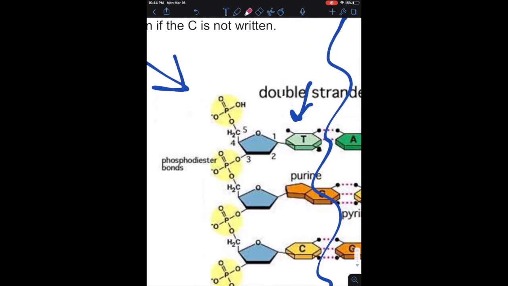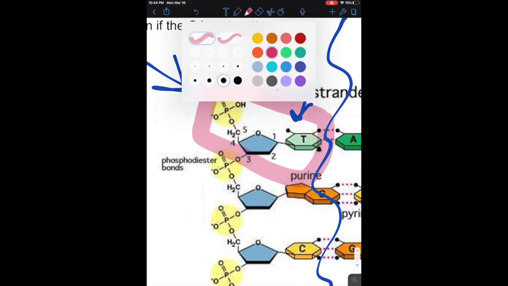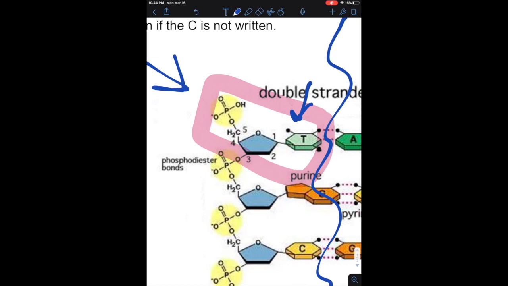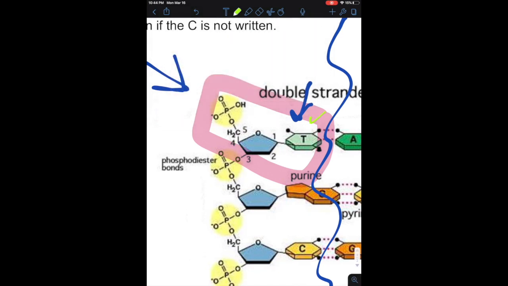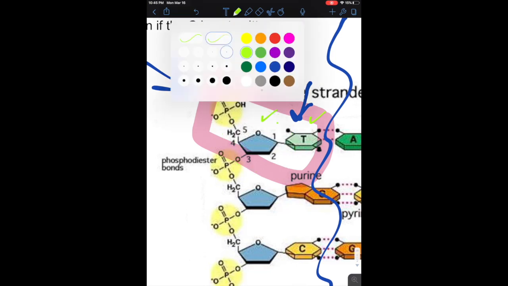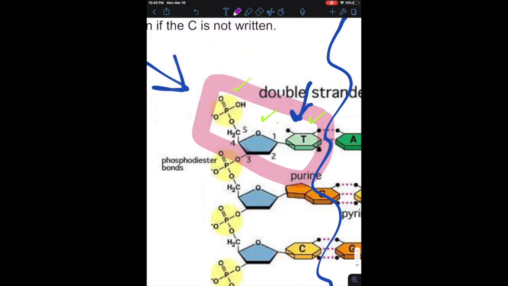So here we have our first full nucleotide. What's a nucleotide? A monomer of nucleic acids, a monomer of DNA and RNA. It's made up of a nitrogenous base, a 5 carbon sugar, and a phosphate group. So here we have our 5 carbon sugar. Okay? Now, even though it's already labeled, let's count the carbons.